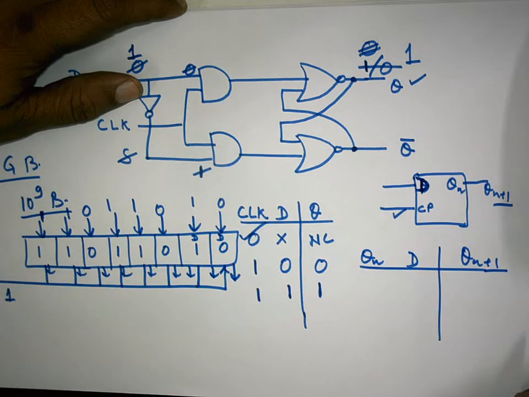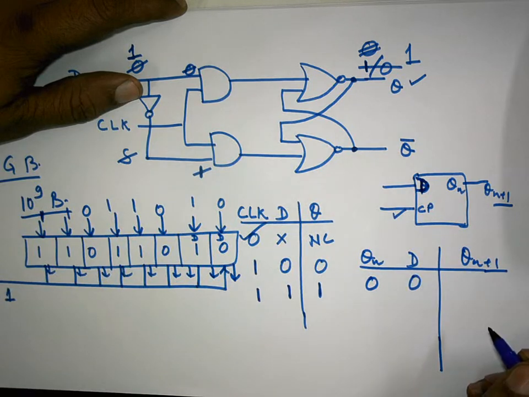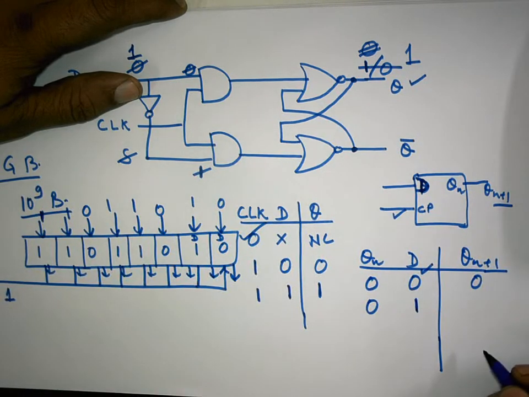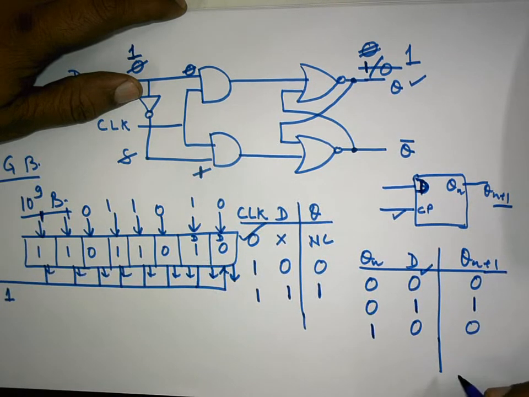Okay. Now I am going to form the characteristic table for the D flip flop. If Qn is 0 and the applied input is 0, what will be the output? It will be 0. We are asking this output to reset. If Qn is 0 and D is 1, the output will become 1. If Qn was 1 and the applied input is 0, it will become 0. If Qn is 1 and the applied input is 1, it will become 1.